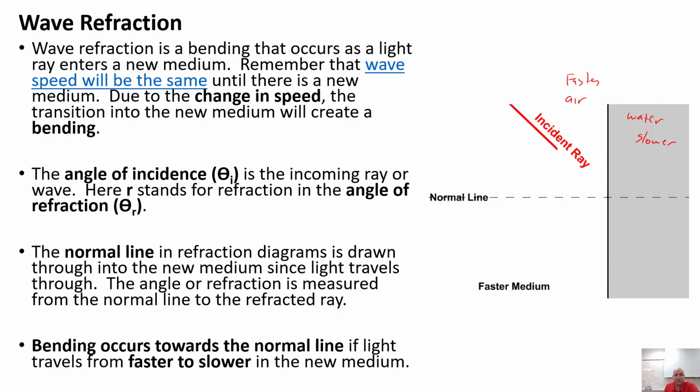And so if we have a change of speed, when we're going from faster to slower, the refracted ray is going to bend inwards. Normally this should go straight ahead, but since it slows down, it's going to bend inwards. And so we have the refracted ray coming over here, and it bends towards the normal line. So faster to slower is towards the normal line.